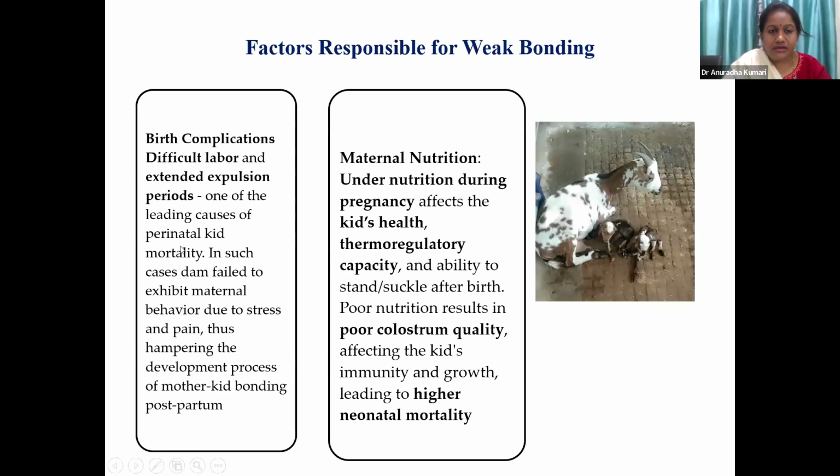Along with the said factors, birth complications like difficult birth and too long an expulsion period cause problems for the dam. In such conditions, they fail to exhibit maternal behavior because of stress and pain, which will hamper the development of mother-kid bonding. Simultaneously, mother nutrition: when the mother is undernourished during pregnancy or at the initial stage of lactation, she is not able to develop complete mother-kid bonding.